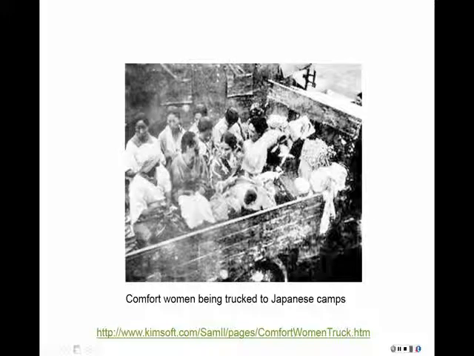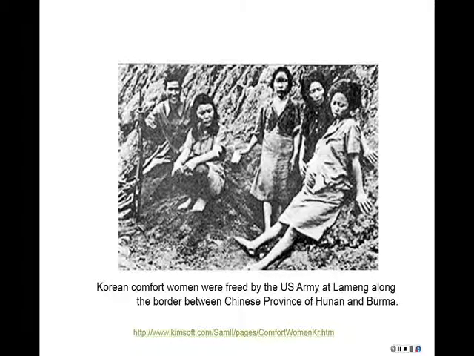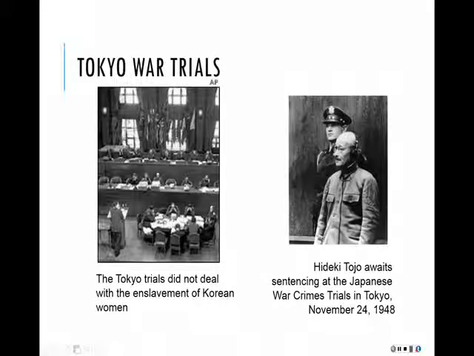Here are some pictures of comfort women being trucked to Japanese camps, and some additional women that were found by the U.S. Army. And you can see that this particular woman is pregnant, which was not uncommon. When the war was over, during the Tokyo war trials, these particular trials did not deal with the enslavement of Korean women. And so this is Tojo waiting to be sentenced during that particular war crimes trial.